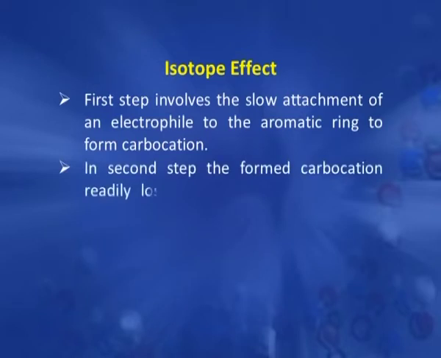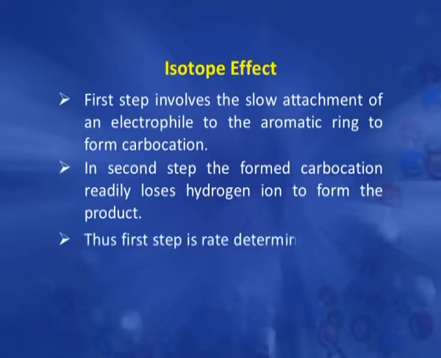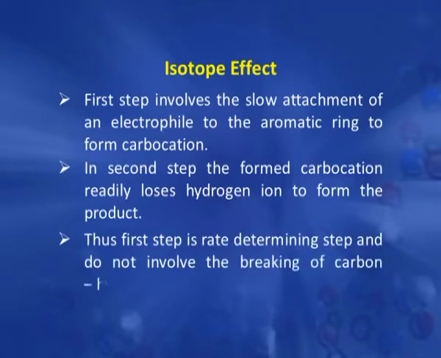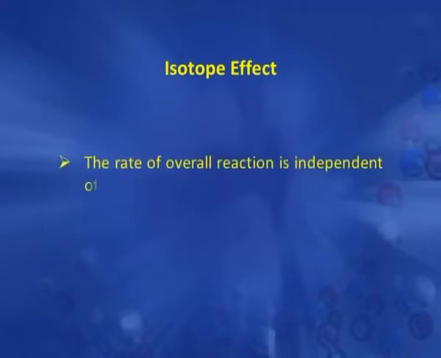Then in the second step, the formed carbocation readily loses hydrogen ion to form the product, and since the first step is the slow one, that is why the first step is the rate determining step, and which does not involve breaking of carbon hydrogen bond. So, that is why the overall reaction is independent of the isotope effect.